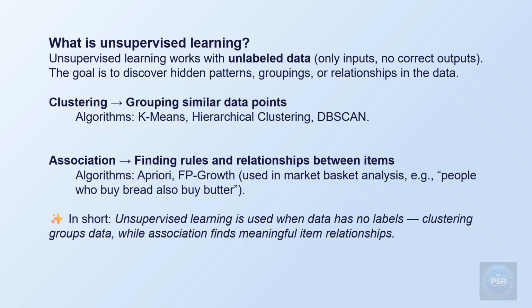Clustering, grouping similar data points. Algorithms: k-means, hierarchical clustering, DBSCAN. Association, finding rules and relationships between items. Algorithms: Apriori, FP-Growth, used in market basket analysis, for example, people who buy bread also buy butter. In short, unsupervised learning is used when data has no labels. Clustering groups data, while association finds meaningful item relationships.